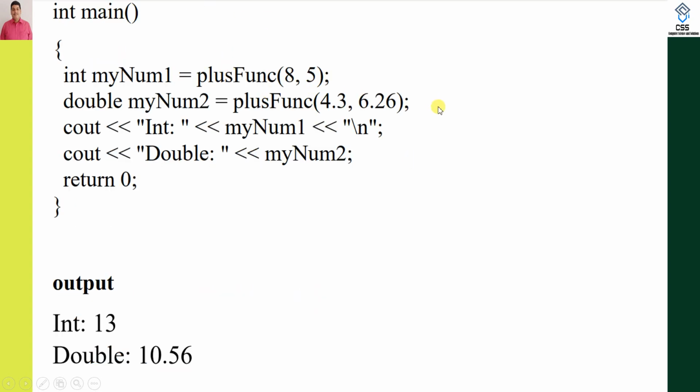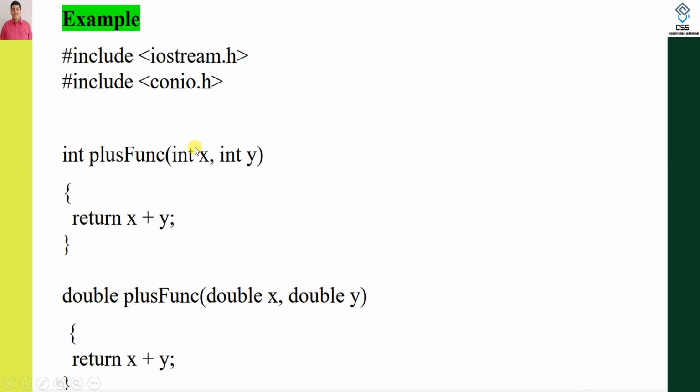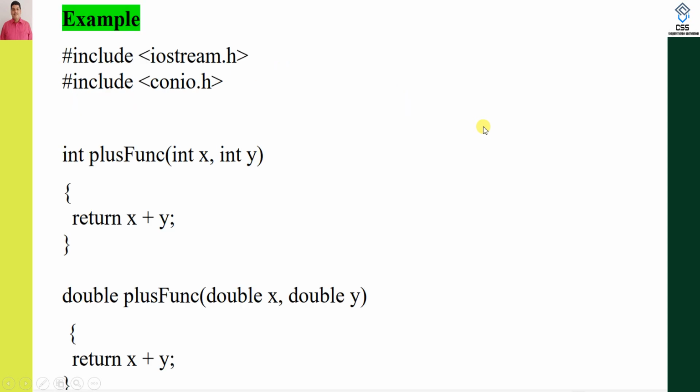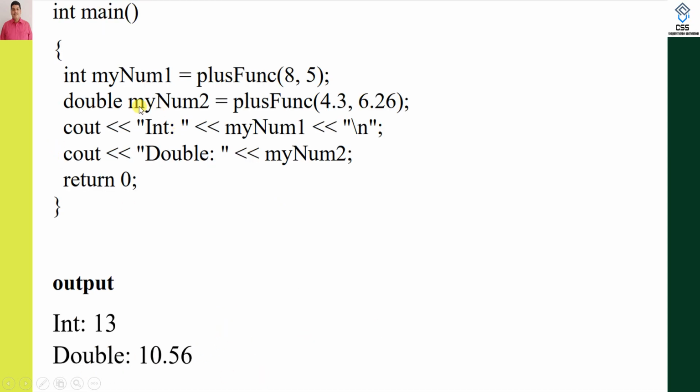Here, if plus function 8, 5 is called, the compiler calls the integer-based function with two integer arguments and returns the value. If you call plus function 4.3, 6.26, it is a point value, so the double-argument function will be called, because the function changes in terms of the parameter. Here it is integer, here it is double. The sum of the two double values will be returned and stored in num2. If I access it, it will display the value of the integer sum and the value of the double sum.